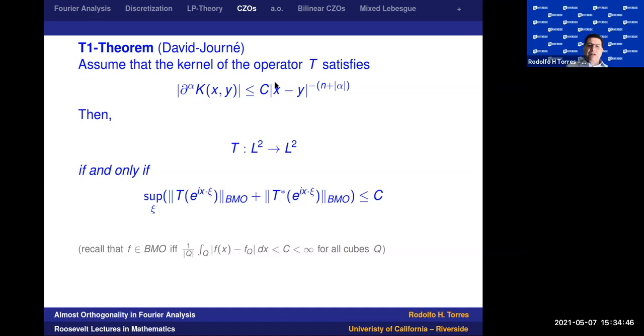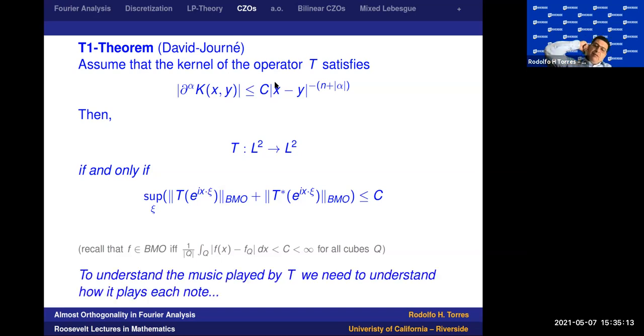The reason it is called the T of one theorem doesn't appear at all here. The original version of David and Journé required a property on T on the function 1 and some other weak continuity property. However, they also proved this alternative form, where T and T star on all the characters need to be bounded in this space BMO.